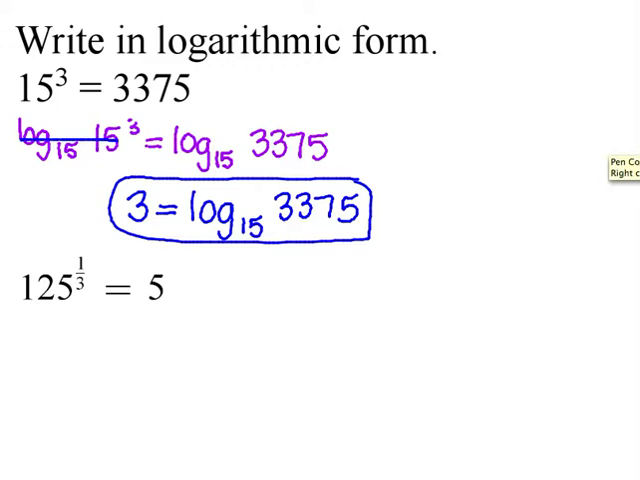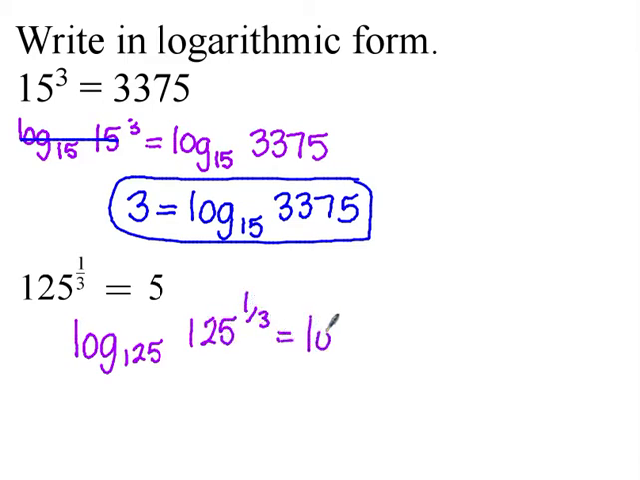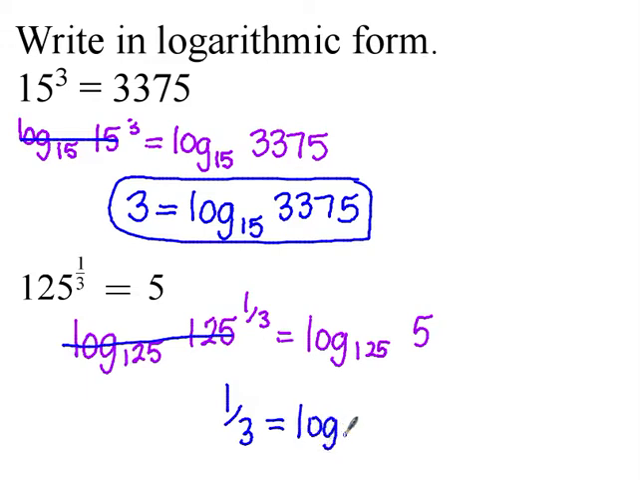So on the next one, okay, I have 125 to the 1/3 equals 5. What do you think you're going to do here? Yep, log base 125, good, of 125 to the 1/3, and that's going to equal log base 125 of 5. So on the left, those cancel. And I've got 1/3. On the right, I've got log base 125 of 5.